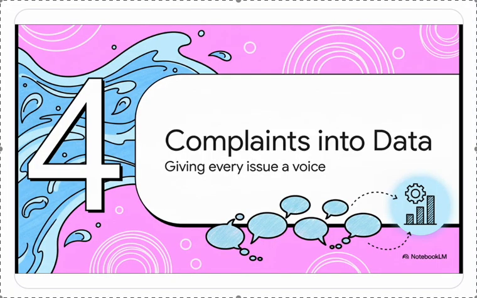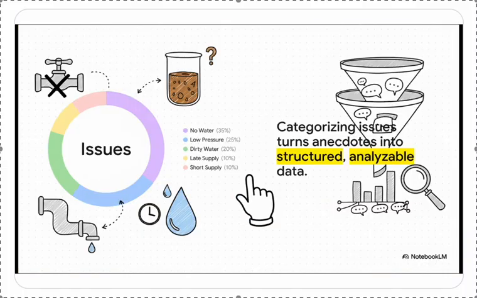Okay, but the app doesn't stop there. It's not just about schedules. It also tackles that awful feeling of being ignored by building a really solid system for handling complaints. And this is where things get really smart. Instead of just giving you a blank box to type in a vague complaint, the app actually makes you categorize the problem. Is there no water at all? Is the pressure too low? Is it late?